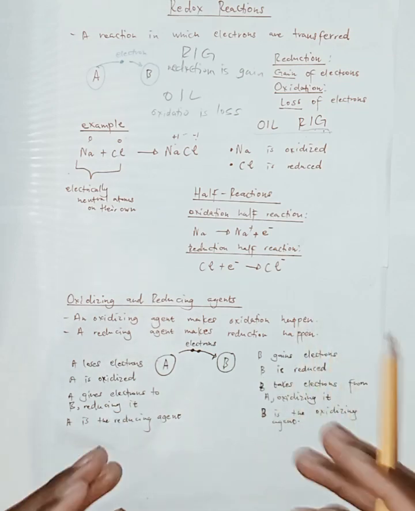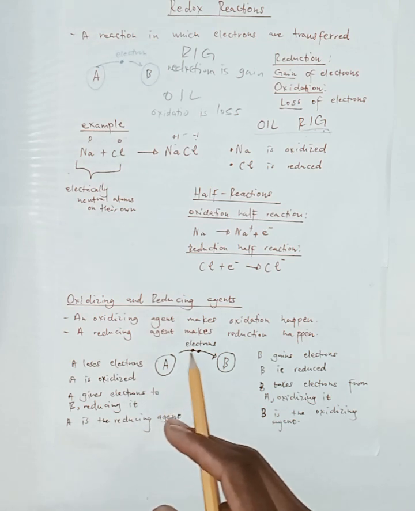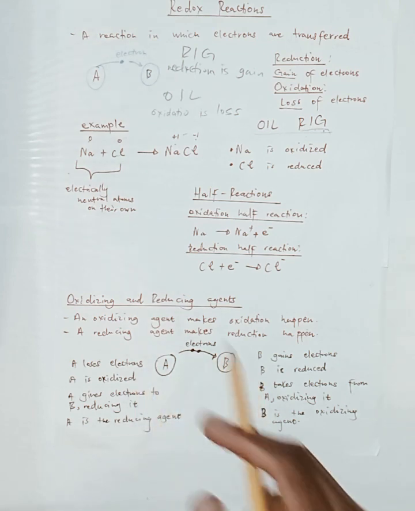Just make sure you understand me right here, people. Understand what I'm trying to say here. A loses electrons, right? A is oxidized. We know that because oxidation is a loss of electrons. So A gives electrons to B, reducing it. Reducing what? B, people. A is the reducing agent because it causes reduction. It makes B gain electrons because it is giving B electrons over here.